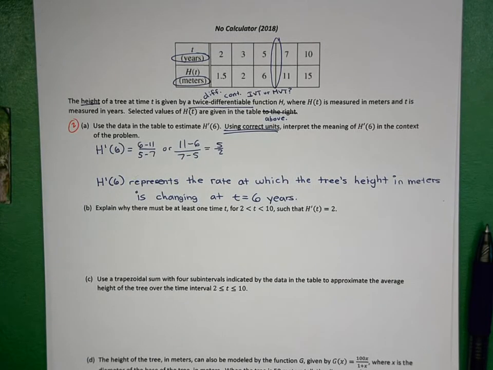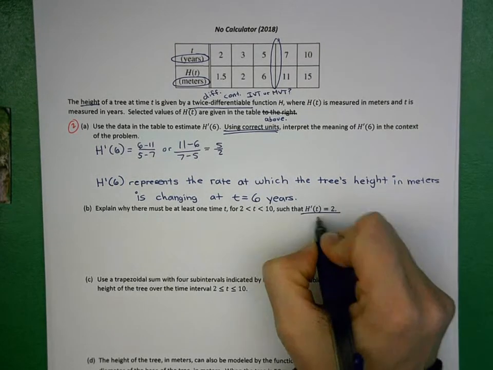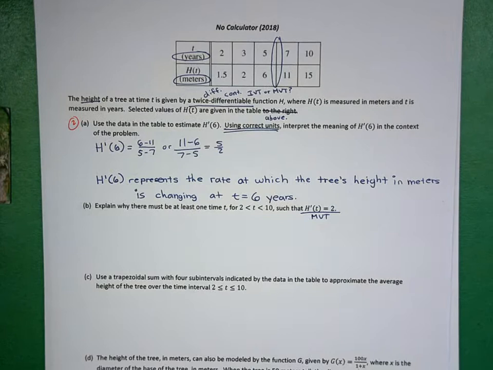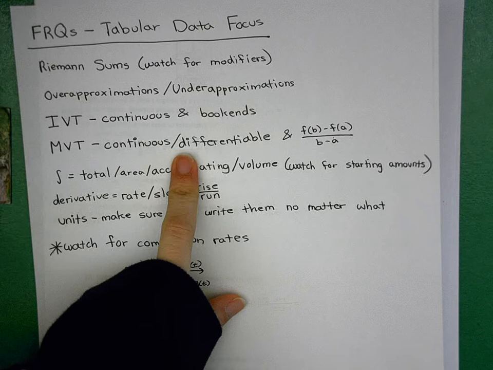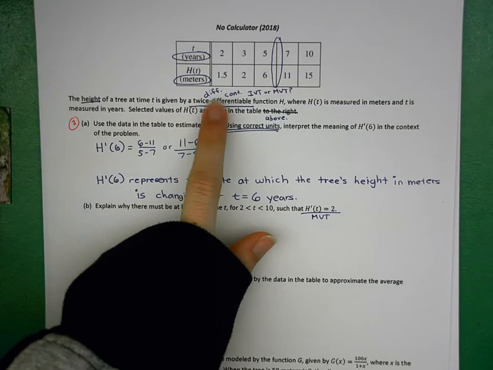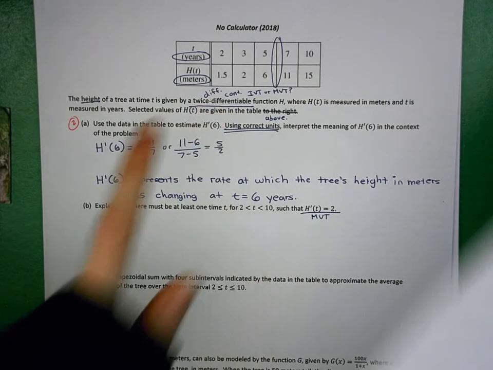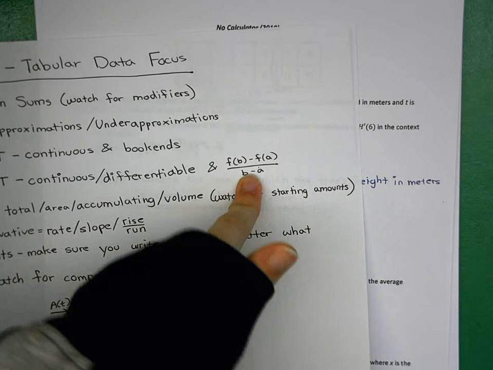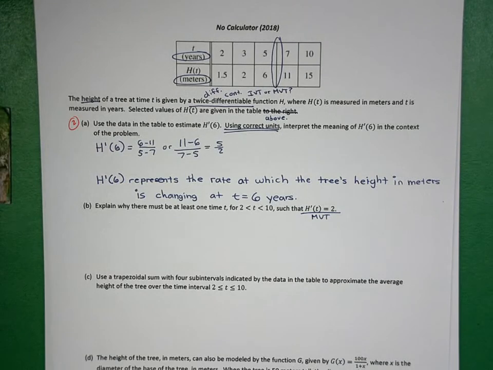Okay, B, explain why there must be at least one time t between 2 and 10 such that h prime of t equals 2. Okay, so they're asking me to guarantee a slope exists. This tells me I'm thinking MVT. Okay, well, if MVT exists, two things need to be true. One, I have to be continuous and differentiable. They told me that, so I'm good to go. And I have to find 2 points B and A such that their slope gives me, in this case, a slope of 2.